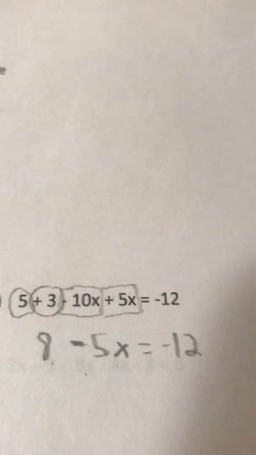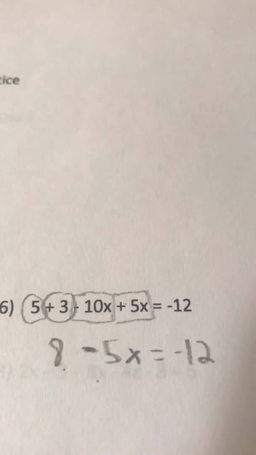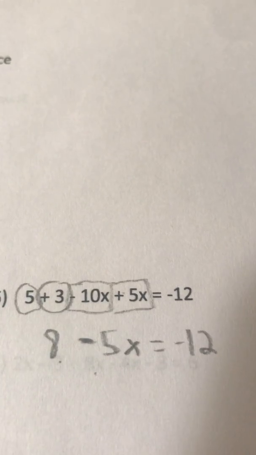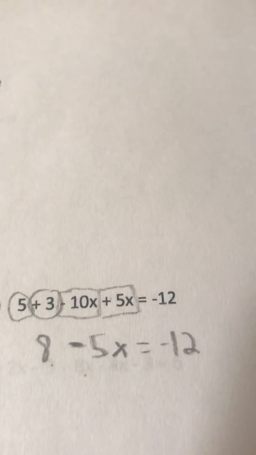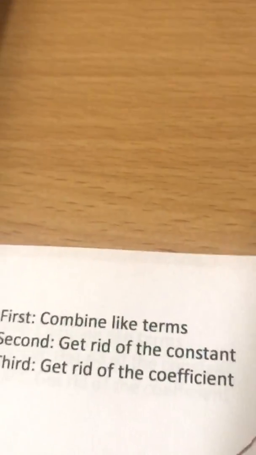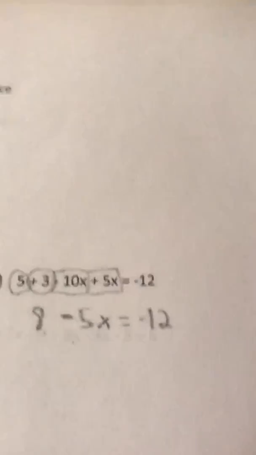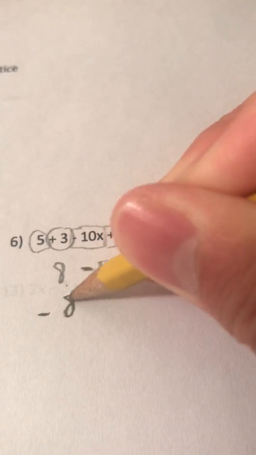But now we have 8 minus 5x. Don't get tripped up by that. Still, the name of the game is get the letter by itself. And what we want to do is get rid of the constant first. Get rid of the constant. And the constant is 8. So here we will minus 8.